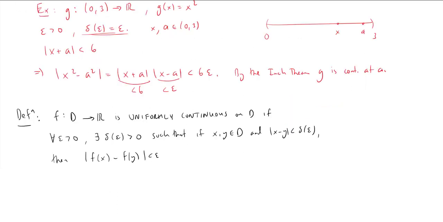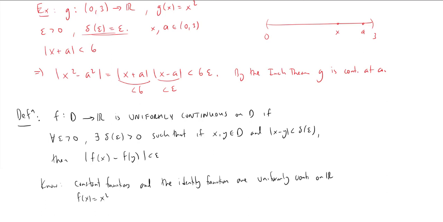And so what do we already know? The constant function and the identity function are uniformly continuous on the real numbers. f of x equals x squared on the real numbers is not. But g of x equals x squared on the interval 0 to 3 is uniformly continuous.